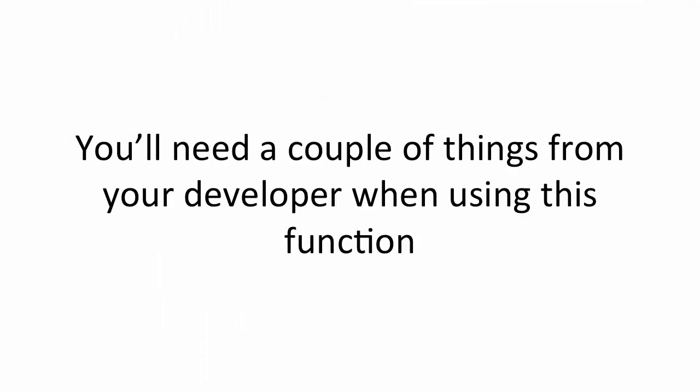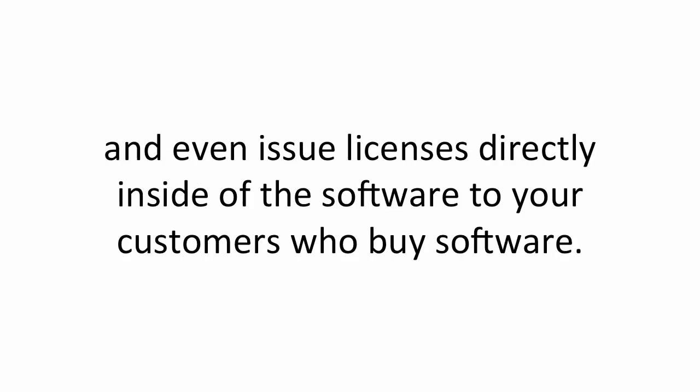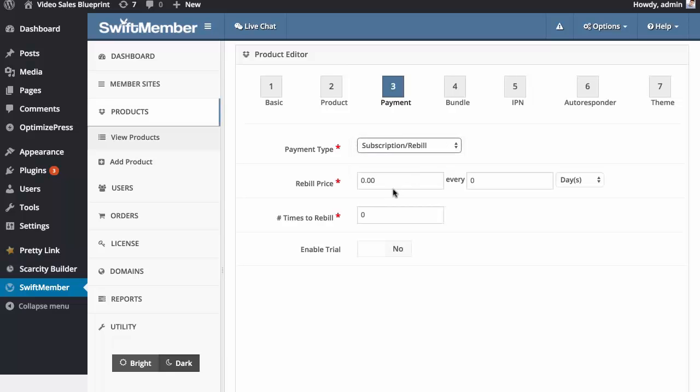You'll need a couple of things from your developer when using this function. However, we have training inside of the membership area to guide you and show you how you can even issue licenses directly inside of the software for your customers who buy your software. Now, step three, you can select what amount you want to charge. You can easily charge one-off or monthly for your softwares. Charging monthly is an easy way to start generating monthly recurring income on your products. You can literally sit back as monthly payments flow into your account month after month.